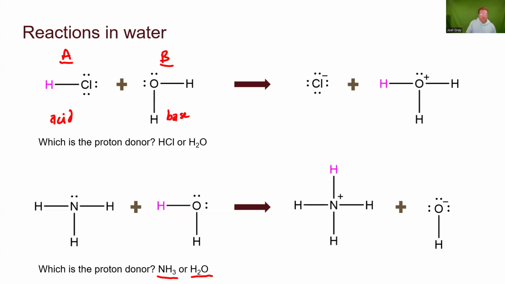Now, using our definition, and just to avoid any sort of chaos here, let's go with C and D. NH3 or H2O. And then our products are NH4 plus and OH minus. Which one of these, C or D, is donating a proton?